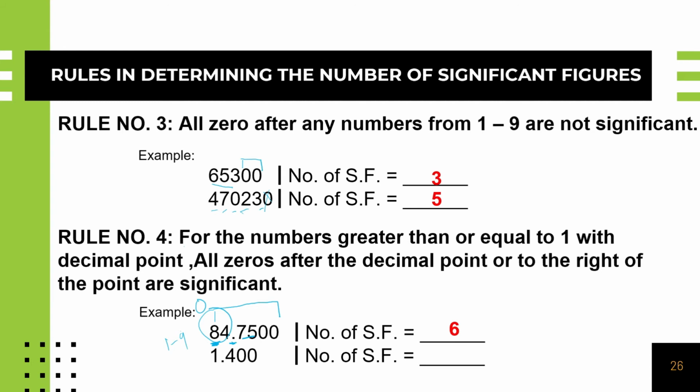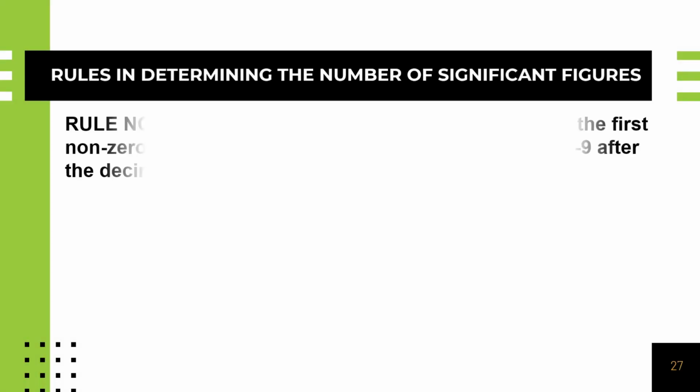Next is 1.4 that includes 4 significant figures. Okay? So again, naging significant figure yung mga zeros na nasa dulo dahil meron tayong non-zero digit sa unahan at decimal point. Okay? Next one is rule number 5.